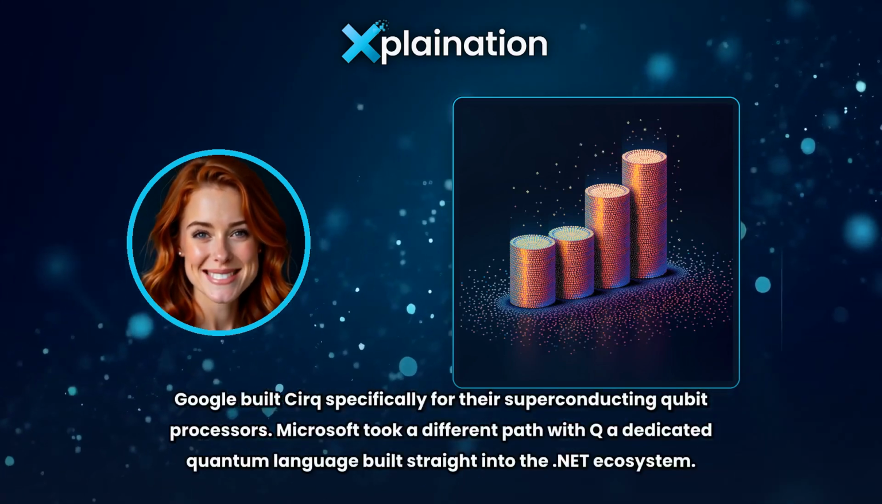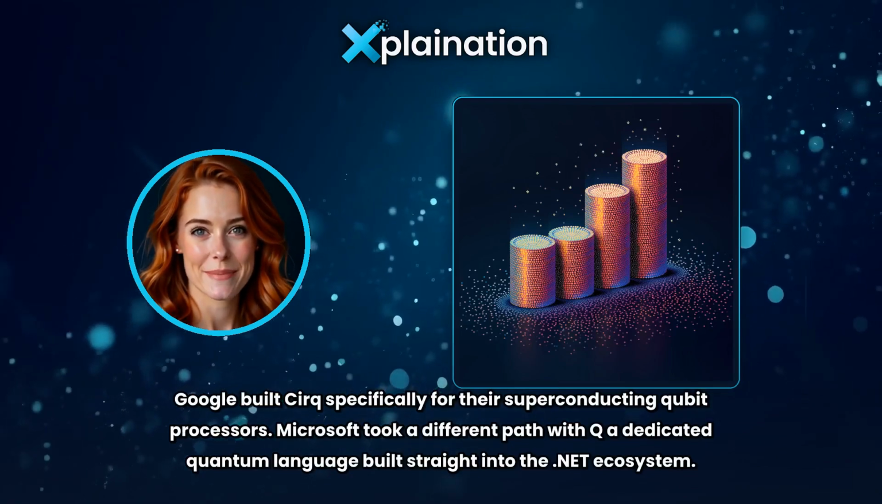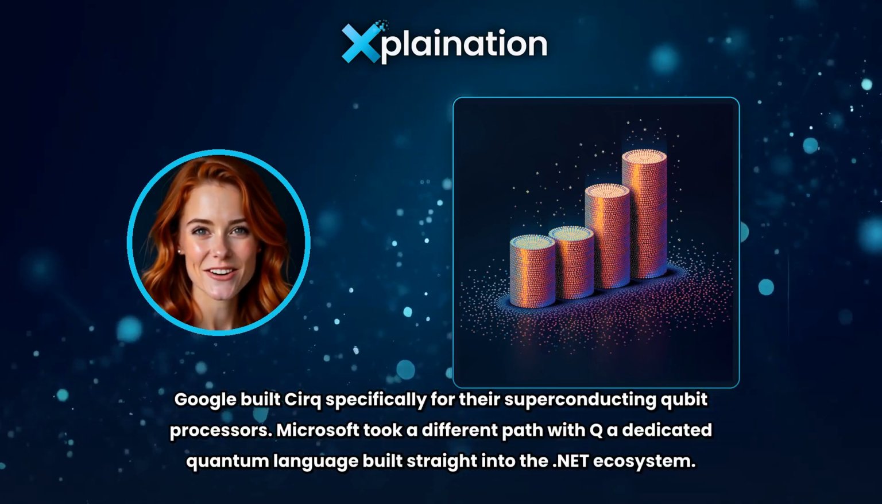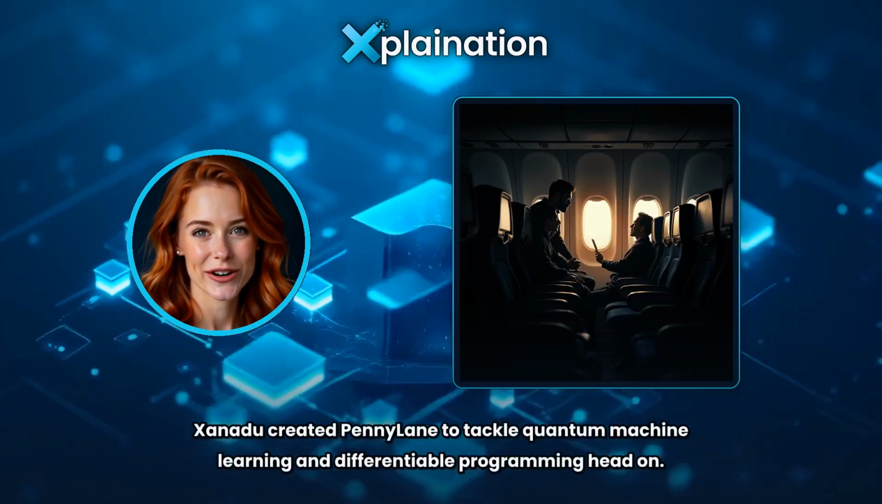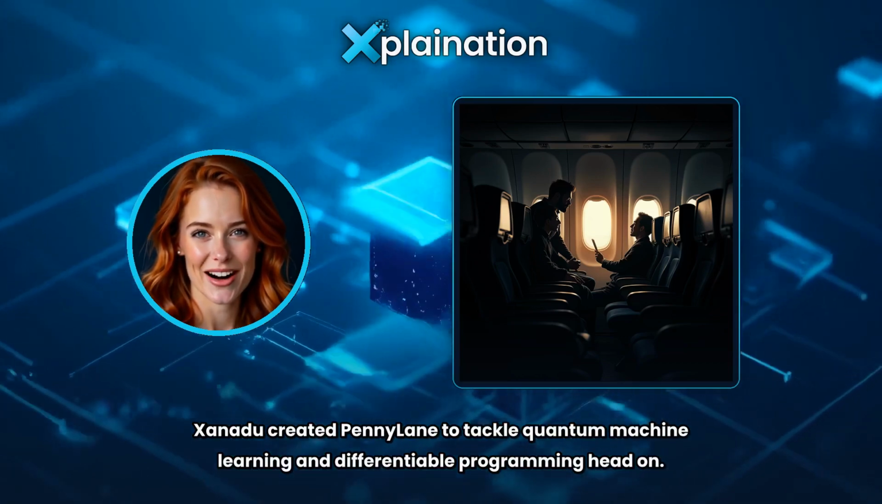Google built Cirq specifically for their superconducting qubit processors. Microsoft took a different path with Q#, a dedicated quantum language built straight into the .NET ecosystem. Xanadu created PennyLane to tackle quantum machine learning and differentiable programming head-on.